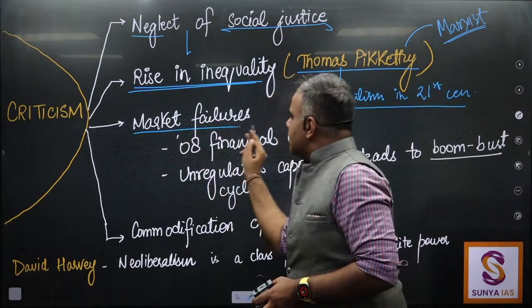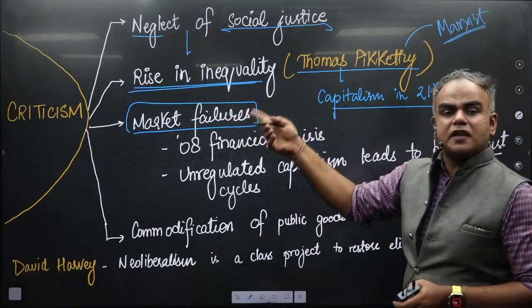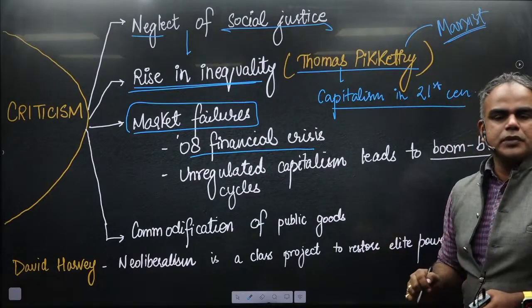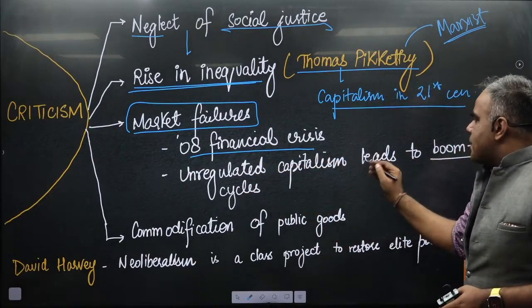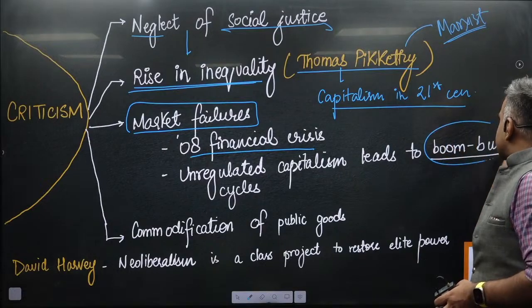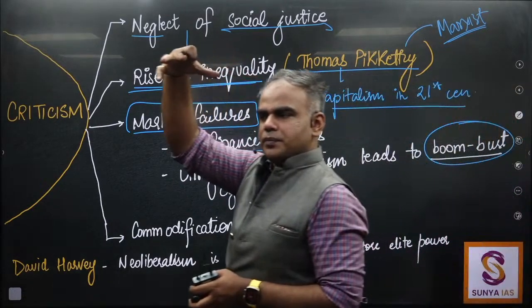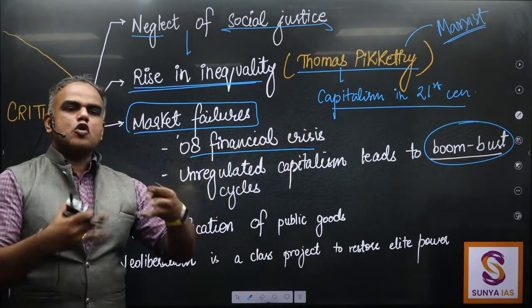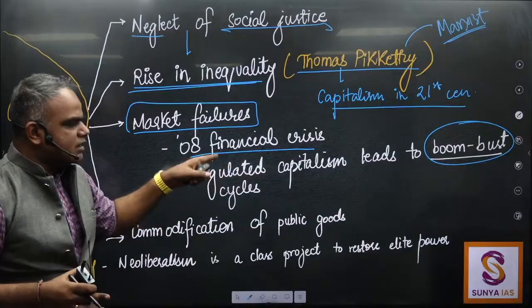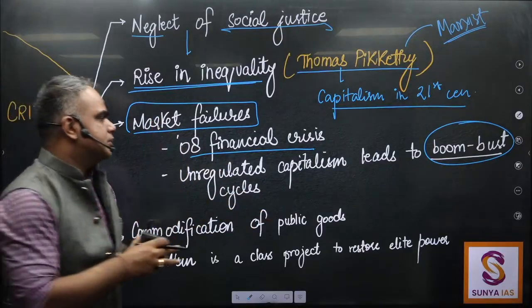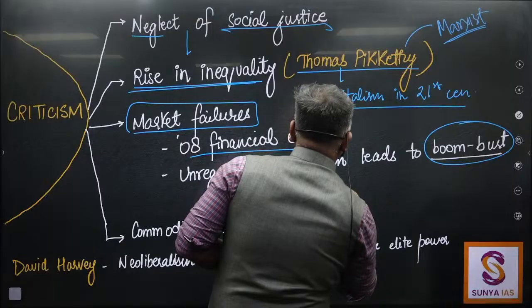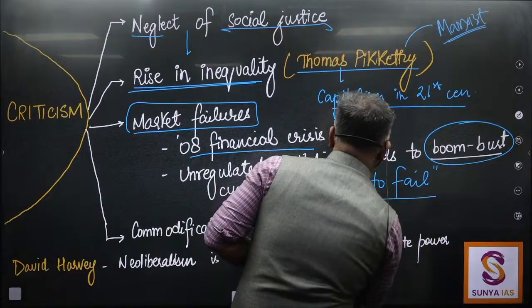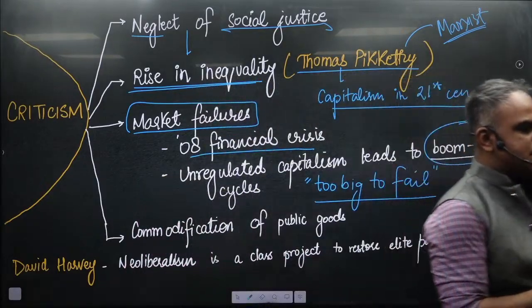Second, and this is again very empirical evidence, market failures are also there. Number one, of course, the 2008 financial crisis. Unregulated capitalism leads to boom-bust cycles. Markets will inflate, there will be a lot of positive sentiment, but a few moments later, everything will collapse. So this directly tells you that even the claim of some institutions being too big to fail falls flat. Even this is facing challenges.